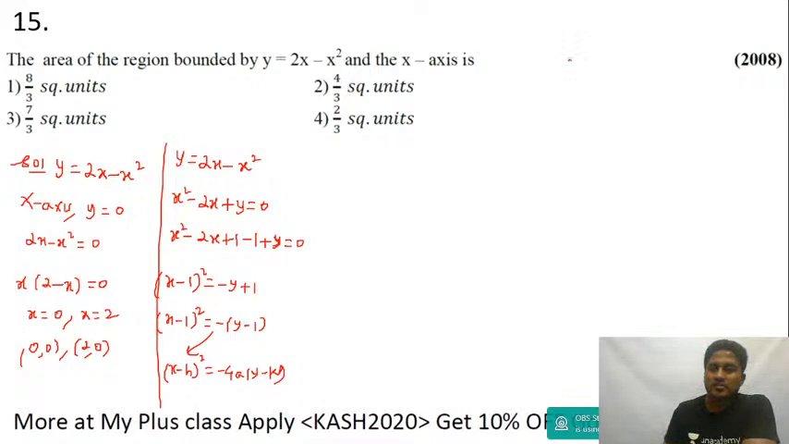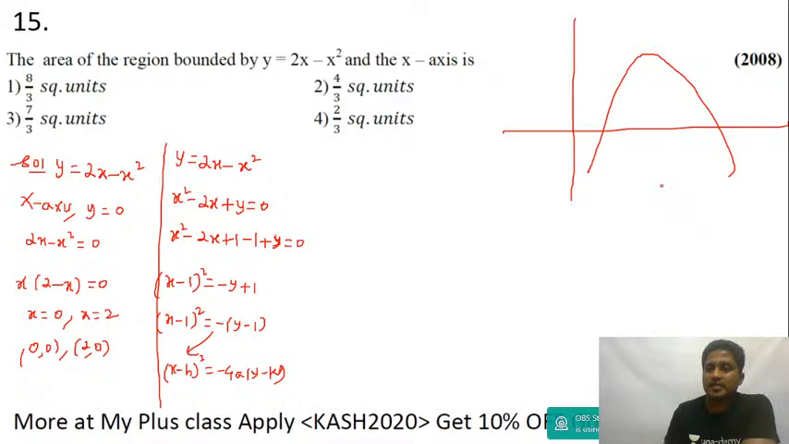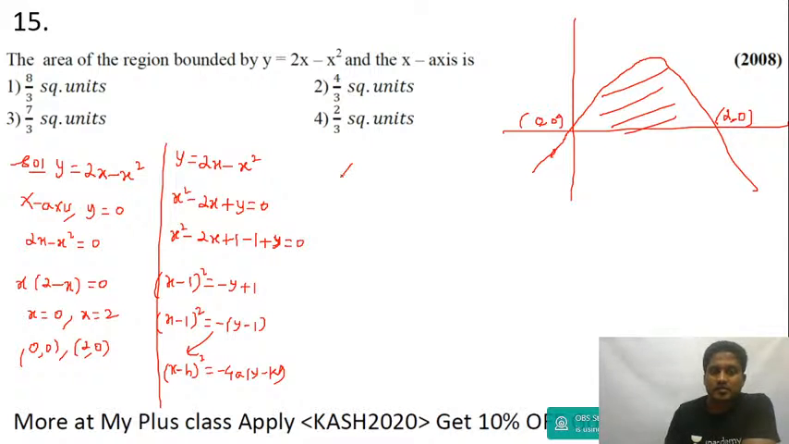Isn't it, guys? So you get a downward parabola like this, and it passes through the origin. We found 0, 0 and 2, 0 are the points of intersection. So this is on the x-axis, meaning 0, 0 and 2, 0. This area I am supposed to find out. So area is equal to integration 0 to 2 of 2x minus x square dx.